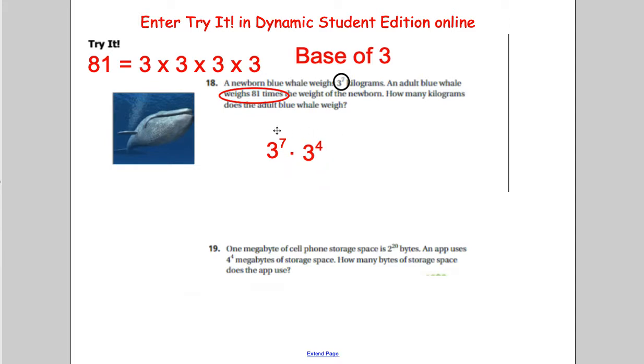And now I can use my product of powers property to rewrite this and solve it.